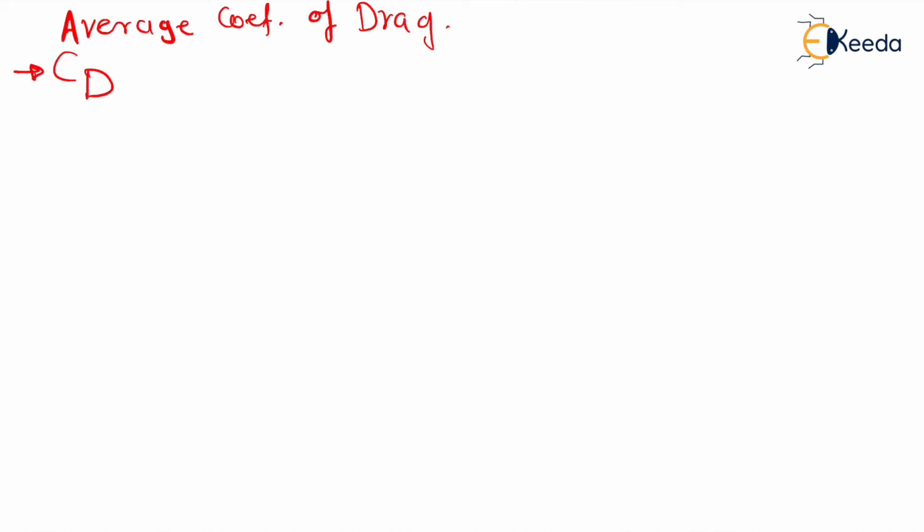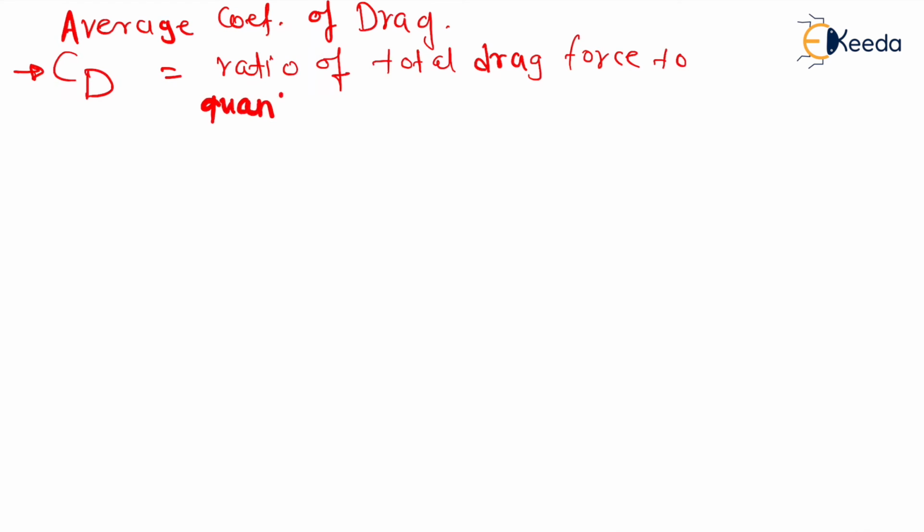The second term is the average coefficient of drag. This is denoted by the symbol CD. This is the ratio of the total drag force to the quantity 1/2 rho u square into A.